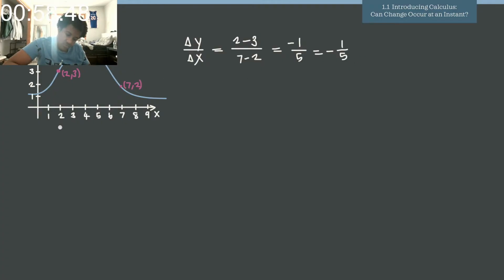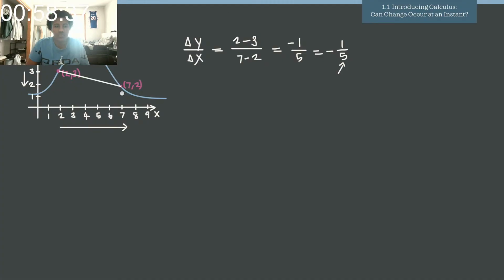What that tells us is that when we move 5 units to the right horizontally along the x-axis, we're going to move negative 1 units vertically, or 1 unit down. It just gives us slope. That makes sense if we connect these 2 points with a line: we move 1 unit down and 5 units over. So the slope is negative 1/5, the average rate of change is negative 1/5, and that's over this particular interval between the points (2, 3) and (7, 2).